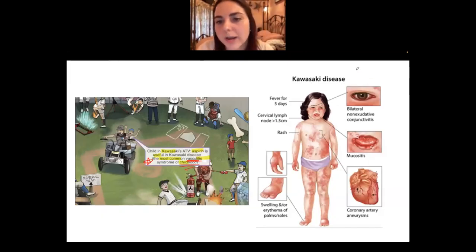Here's just more pictures of it to help visualize it. But remember, you're looking for the conjunctivitis of the eyes, mucositis, the strawberry tongue, the soles of the feet and the palms of the hands, and then this desquamating rash everywhere. Cervical lymphadenopathy, and then a fever. This is your classic Kawasaki, again, in a small Asian child. Give them aspirin, because again, if you don't, they can undergo heart attacks, they can undergo coronary artery aneurysms, things like that.